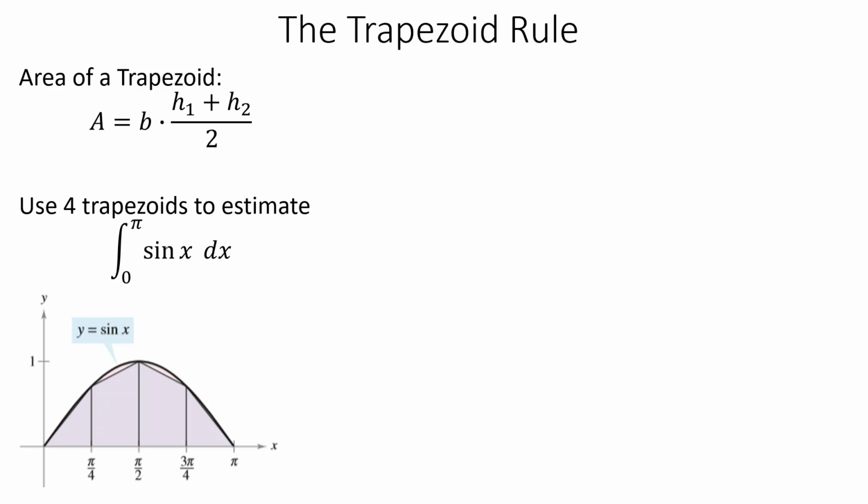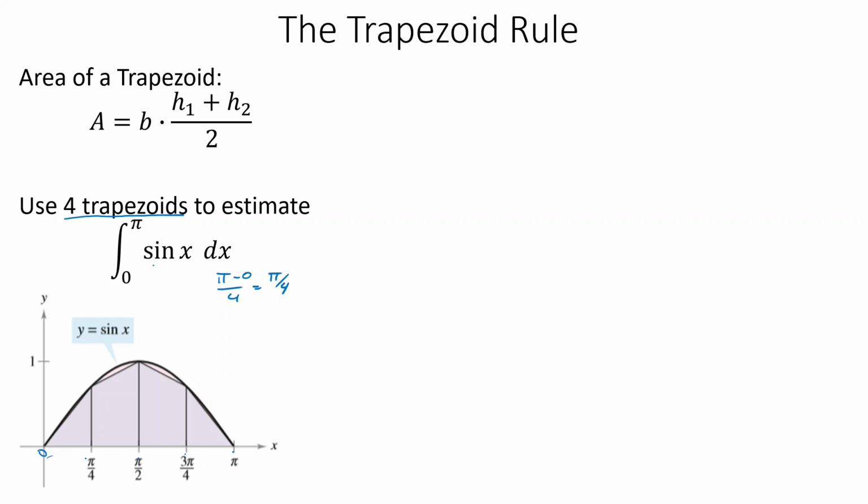All right, so let's try just first this integral. Sine of x from 0 to pi using 4 trapezoids. So first we split it up and we say, okay, well, pi minus 0 divided by 4 gives us pi over 4. So that's what we're counting by. So pi over 4, 2 pi over 4, 3 pi over 4, 4 pi over 4. That's where these numbers across the bottom came from.